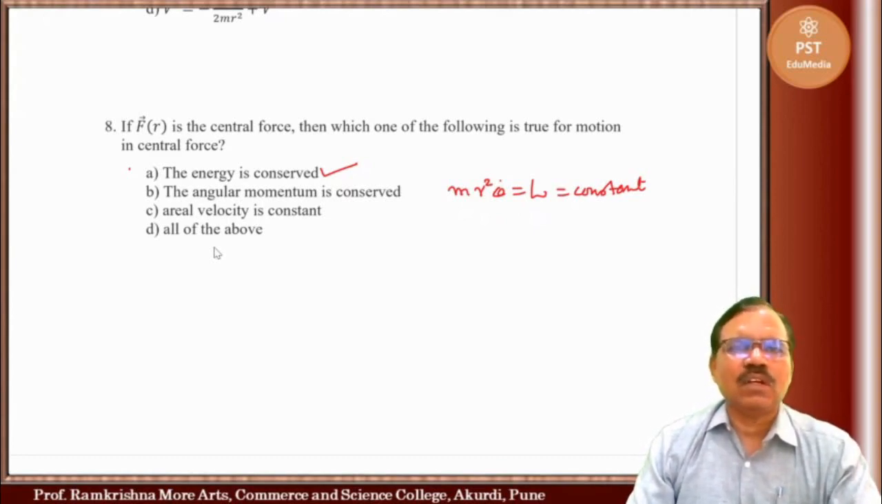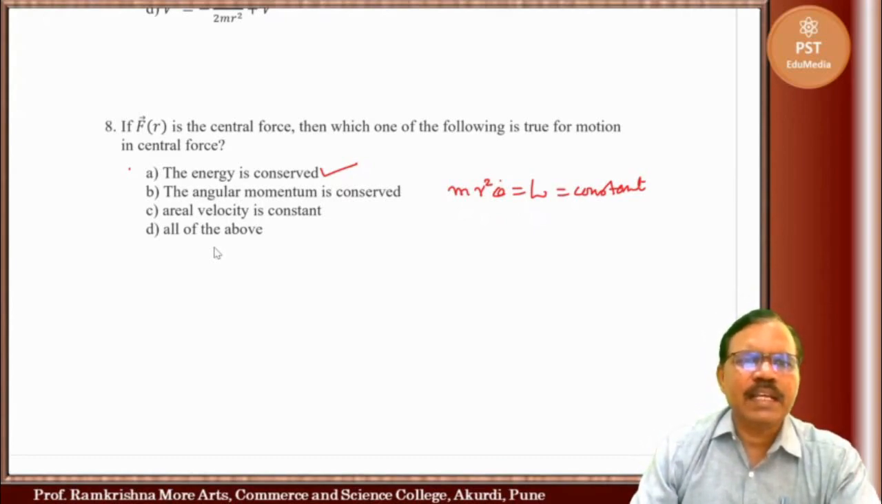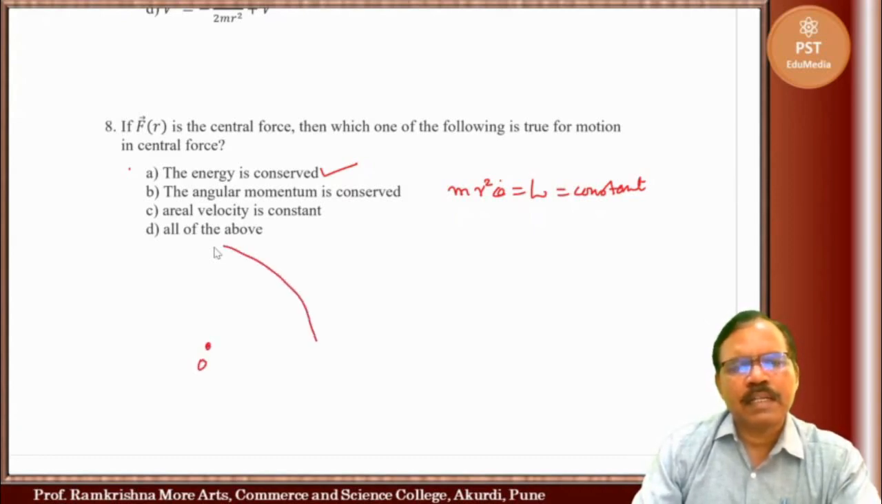Aerial velocity is constant. What is the meaning of aerial velocity? Suppose this is the center and a particle is moving along a curved path. Initially it is at this point, then it goes to this point. So this is the area swept, dA. Now suppose this is r and this is r plus dr.